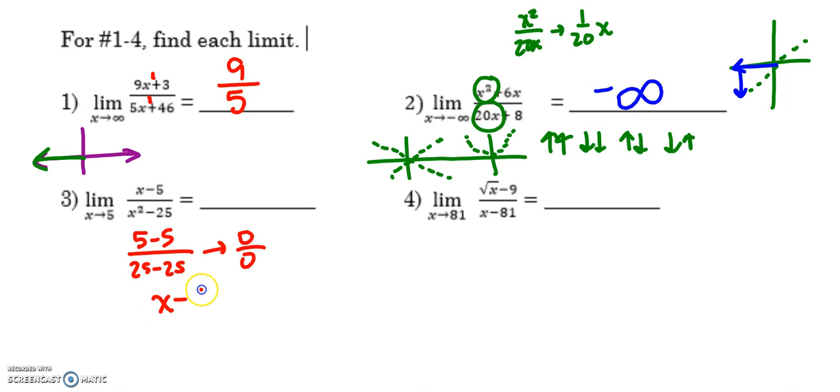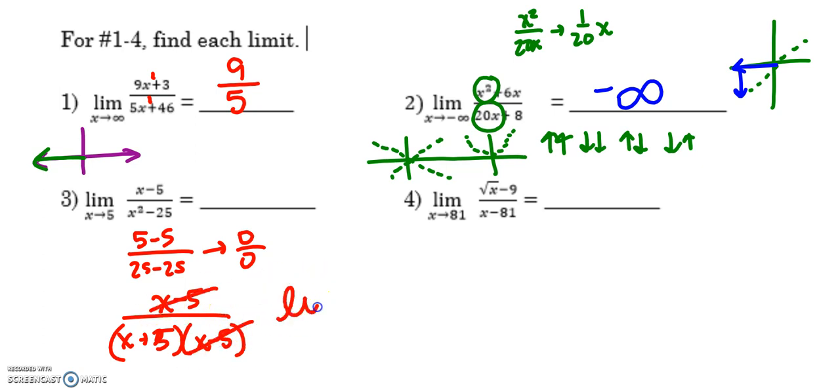Well, a way to keep going would be to use algebra. So this is going to be a difference of squares, x plus 5, x minus 5. Now these things cancel. So I have the limit as x goes to 5 of 1 over x plus 5. Brand new limit problem, plug in 5, I get 1/10.